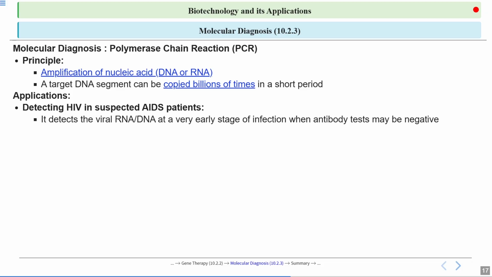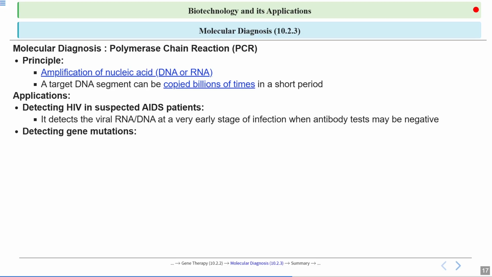through PCR. It detects the viral RNA and DNA at a very early stage of infection when the antibody test may be negative. Even if the antibody test is saying, okay, this is negative, this person is not an AIDS patient, it is not suffering from AIDS. But what happens? Even if it has a very small amount of viral RNA and DNA of HIV, it can be detected, because it will amplify that viral RNA and DNA.